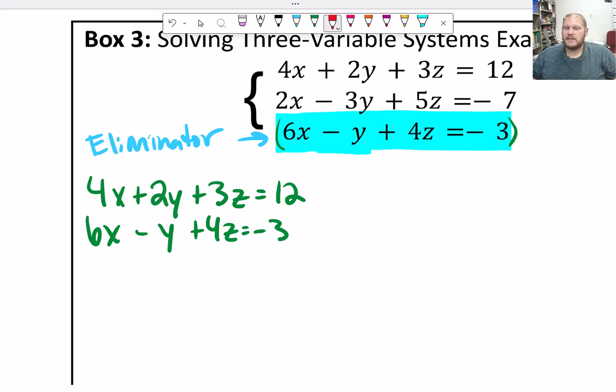But they would not cancel out the way that they're written right now. Right? I have to manipulate this equation to get my y's to cancel. So since my top equation has a positive 2 for its y value, I need my bottom equation to have a negative 2 in order for them to cancel.